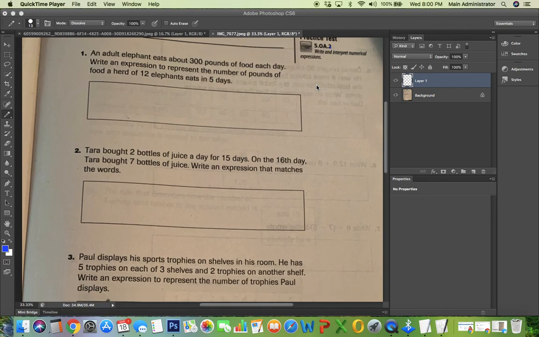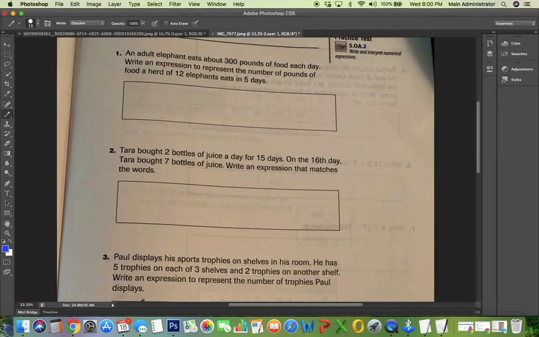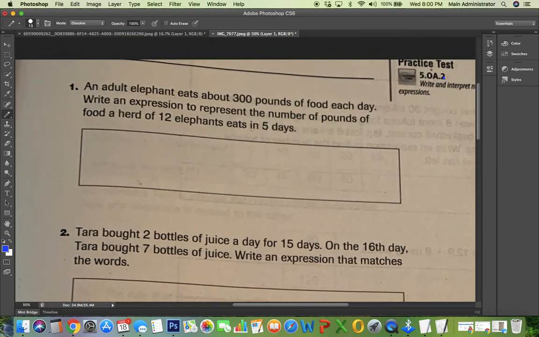Here we go with SB3. Let me get this bigger. Start with number 1.